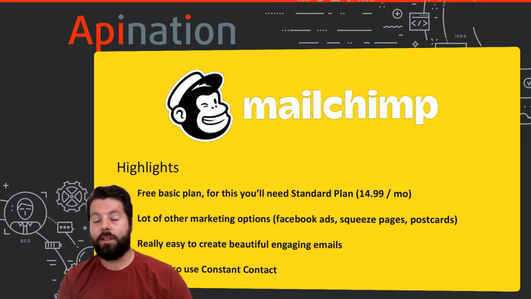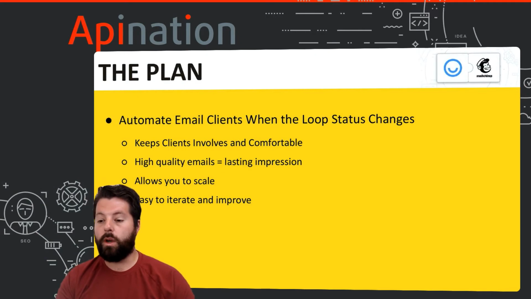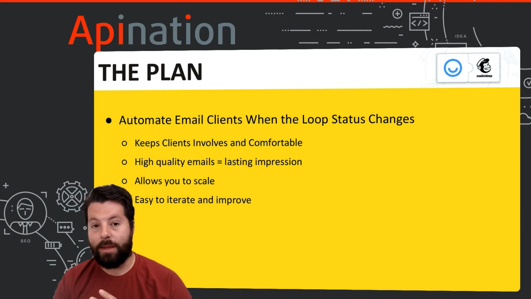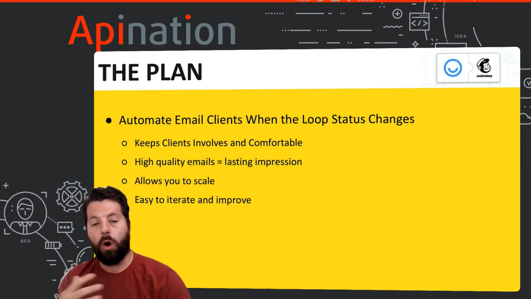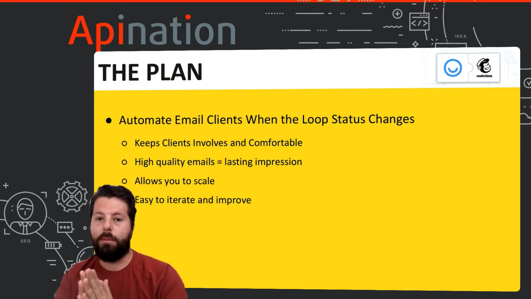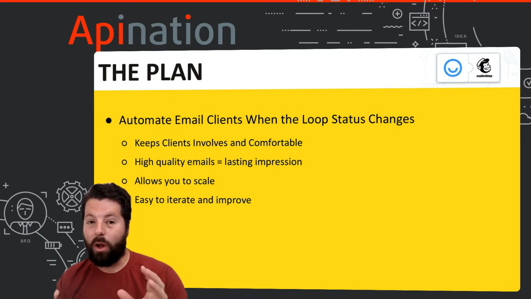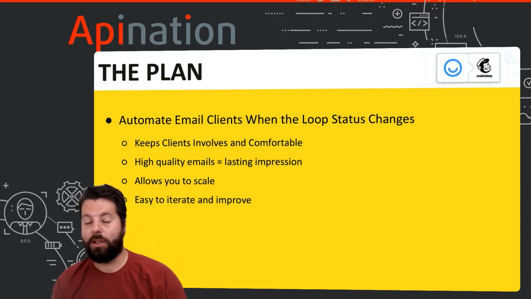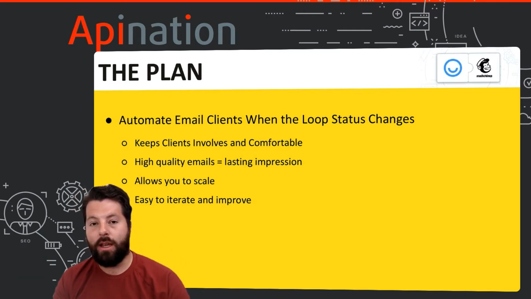If you're not a Mailchimp person, this will also work with Constant Contact. The setup will just be slightly different, but it'll make sense as we go along. So what we are going to do is automate emails going out to clients when the loop changes. You do this so that your clients are comfortable and they're always in the loop. You can send them a bunch of informative emails to keep them up to date on what to expect and exactly what is happening. These high quality emails that come from Mailchimp are going to make a long lasting impression so that these clients spread the word about who you are and what a great real estate professional you are.